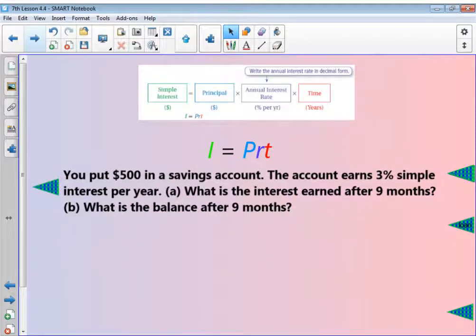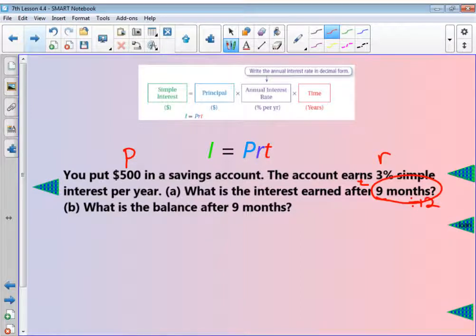You put $500 into a savings account. It earns 3%. What is the interest earned after 9 months? Okay, so here's our principal. Here's our rate. 9 months is our time, but remember we have to go in terms of years. So we're going to have to divide this by 12 because there's 12 months in a year, and that's going to give me 0.75. So we're going to use 0.75 for our time.